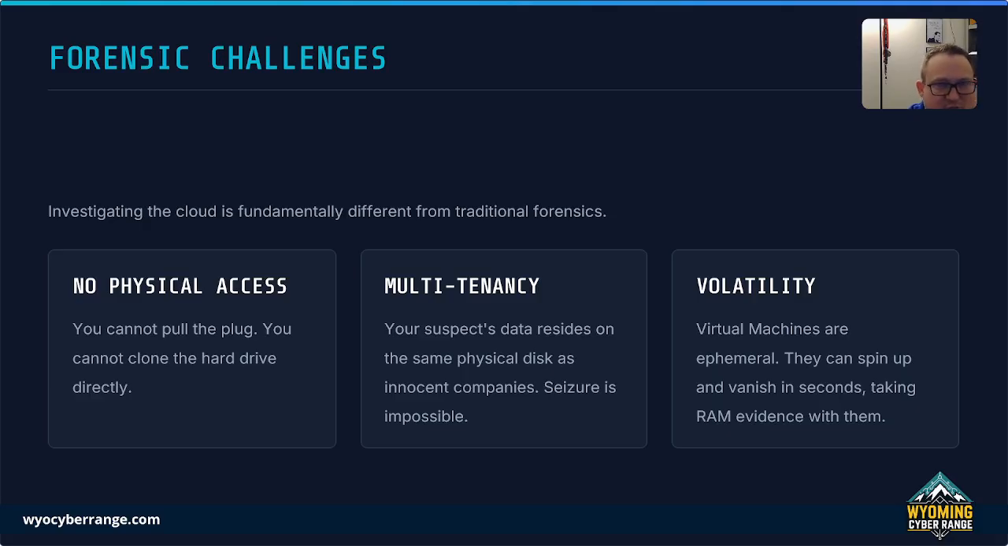Now, the other issue is going to be multi-tenancy. Your suspect's virtual machine shares a physical disk with innocent, unrelated companies. So a physical seizure is impossible without causing massive collateral damage. Lastly, is going to be volatility. Well, virtual machines are ephemeral. They automatically spin up and handle web traffic, and they can vanish seconds later. So when they vanish, they take all the RAM and local disk evidence with them. So that's really an issue when it comes to trying to gather evidence.